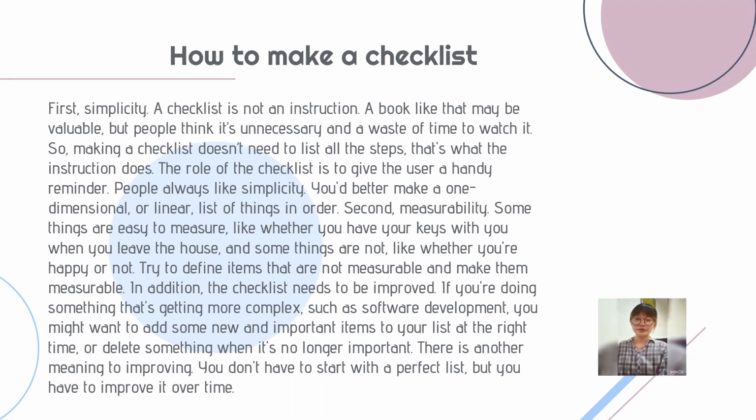Second, you should be able to let yourself know that you can actually complete the items on your list. That's to say, measurable. Some things are easy to measure, like whether you have your keys with you when you leave the house. And some things are not, like whether you're happy. Try to define the items that are not measurable and then make them measurable.